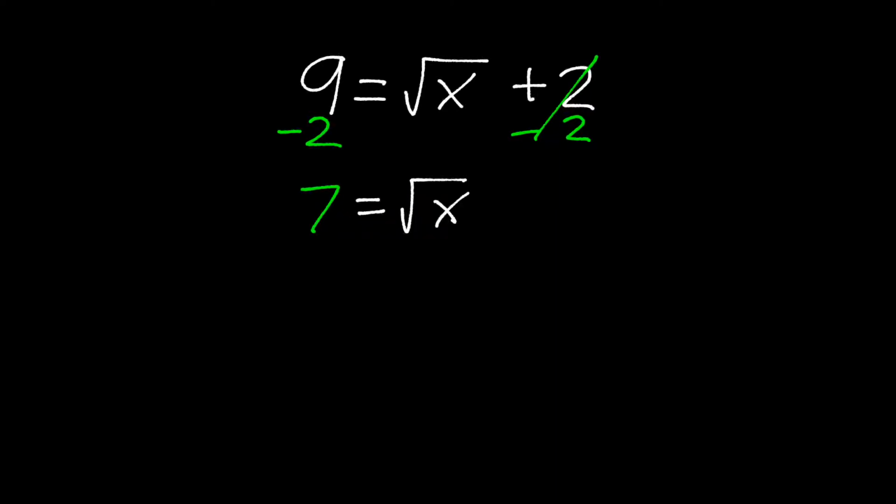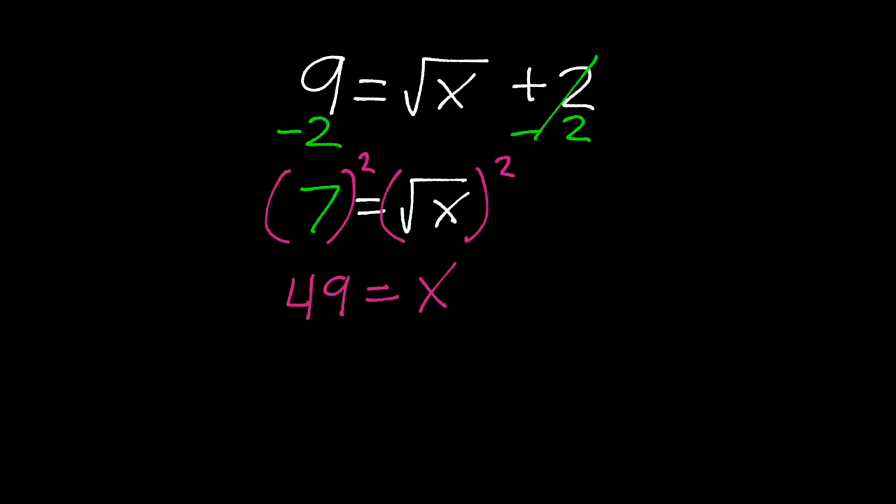And just like last time, now I've got to get rid of this radical. Sorry, not the exponent, I've got to get rid of this radical. And I have to use the exponent that cancels out this radical. Since it's a square root, we use the power of 2. And whatever we do to one side, we have to do to the other. So 7 squared is 49, the square root of x squared is x, and our answer becomes 49.